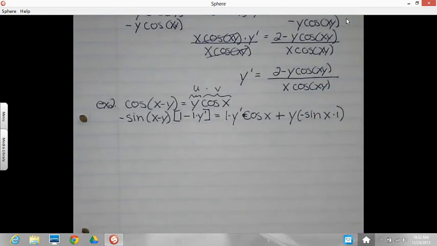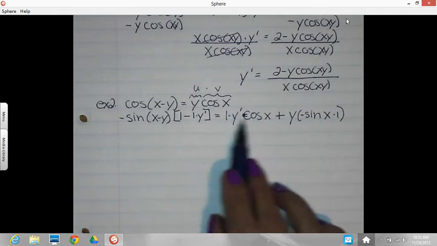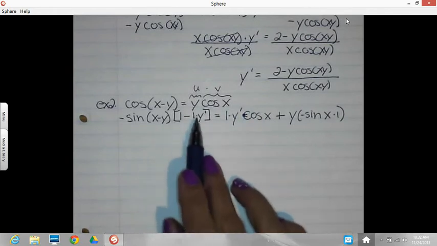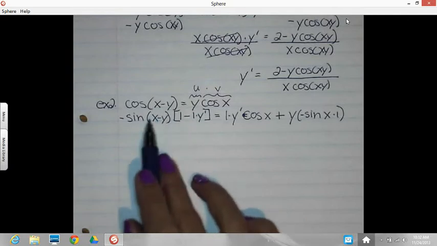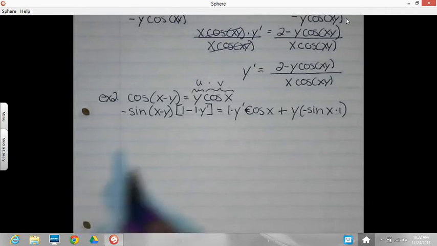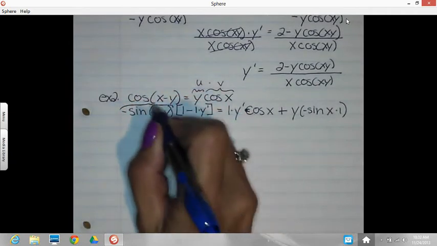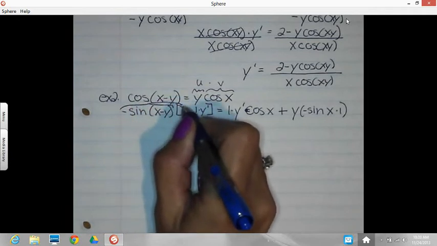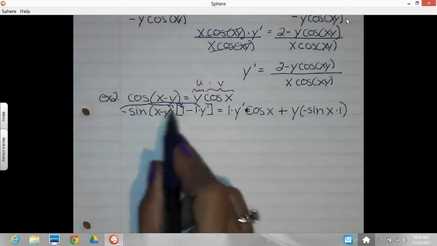So now, when I look for my y primes, I've got one here, which is just by itself in a basket, and then I've got one trapped inside the parentheses. So the first thing I'm going to have to do is get rid of these parentheses, then I'll get y prime terms isolated on one side. So I've got this negative sine of xy that's going to get distributed to the 1 and to the y prime. So when I multiply by 1, nothing changes.